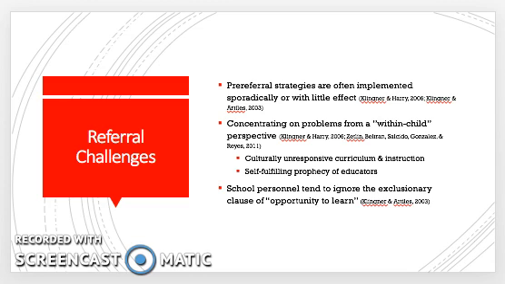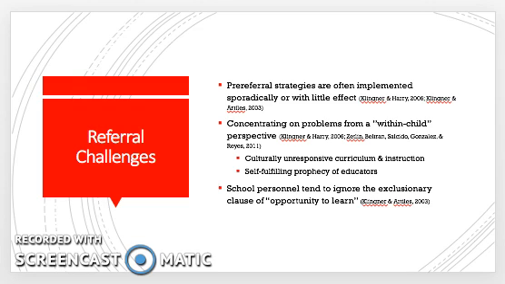There's also the problem of a self-fulfilling prophecy of educators. So if teachers already have the view that these students can't learn or won't learn, then it's self-fulfilling. They won't. So in that way, the educator's own beliefs are affecting their students' performance.